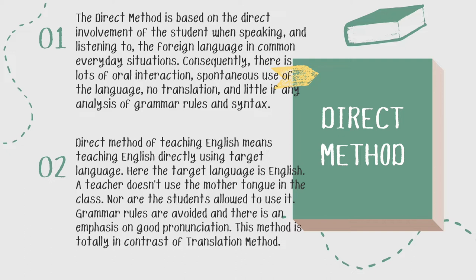Direct method of teaching English means teaching English directly using target language. Here, the target language is English. A teacher doesn't use the mother tongue in the class, nor are the students allowed to use it. Grammar rules are avoided and there is an emphasis on good pronunciation. This method is totally in contrast of translation method.